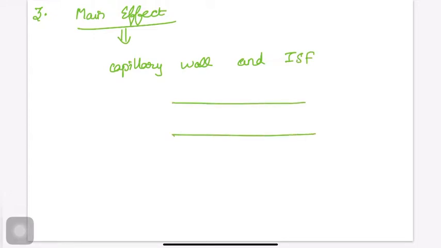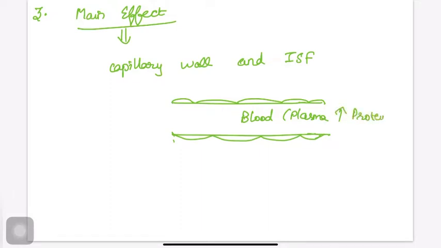This is the capillary wall. As the capillary contains blood, so it is blood. As plasma contains more proteins than interstitial fluid, more ions will distribute across the capillary wall due to Gibbs Donnan effect. So Gibbs Donnan effect is the main effect responsible for movement of ions between blood and interstitial fluid across the capillary wall. Understood, right?